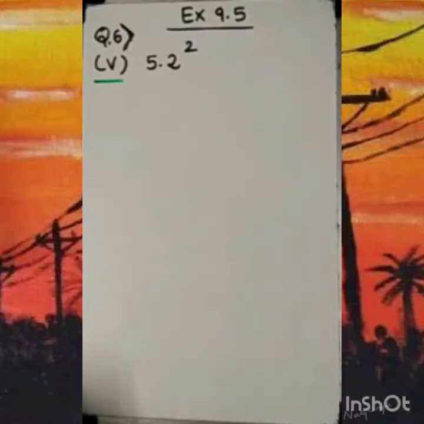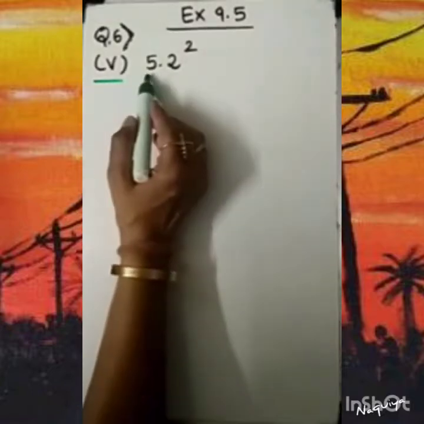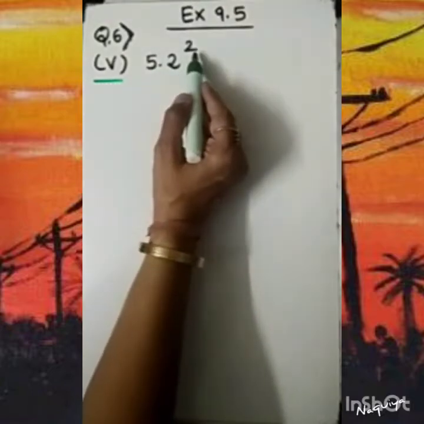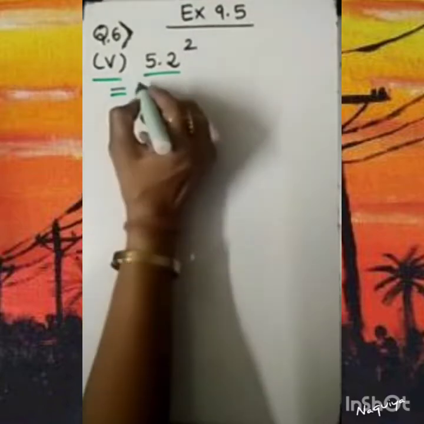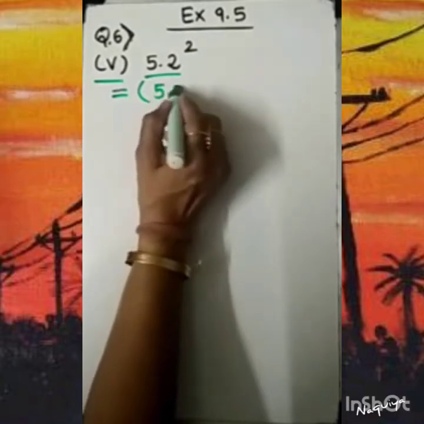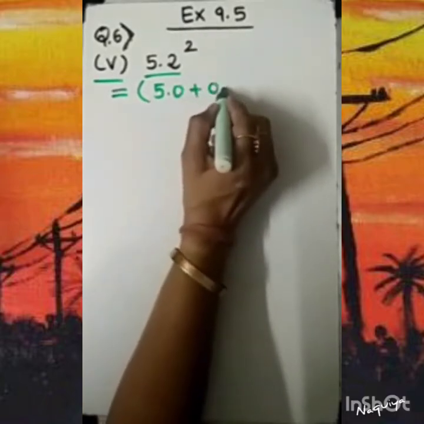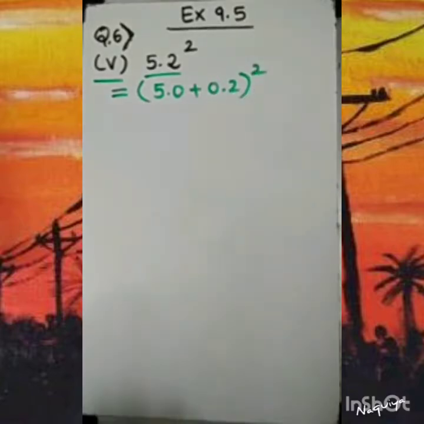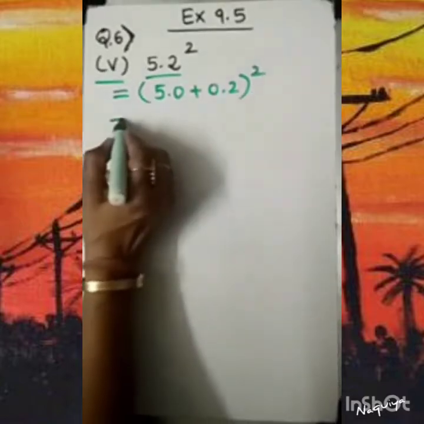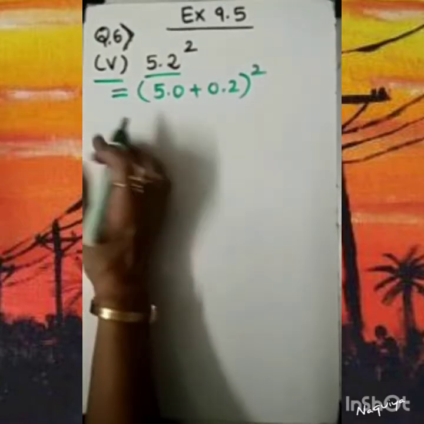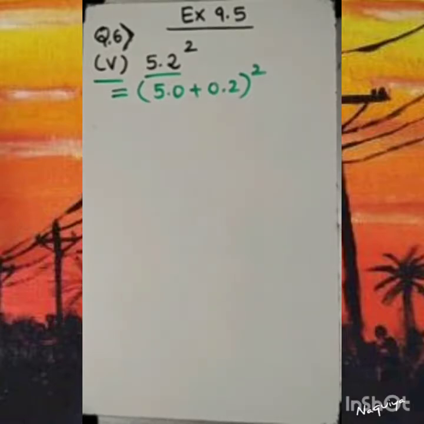So my dear student, here exercise 9.5, question number 6, the fifth part. We are given 5.2 whole square. So first step, how to split 5.2? Exactly, I need to write 5.0 plus 0.2 whole square. As we know, because of the plus sign, we need to apply the first identity.